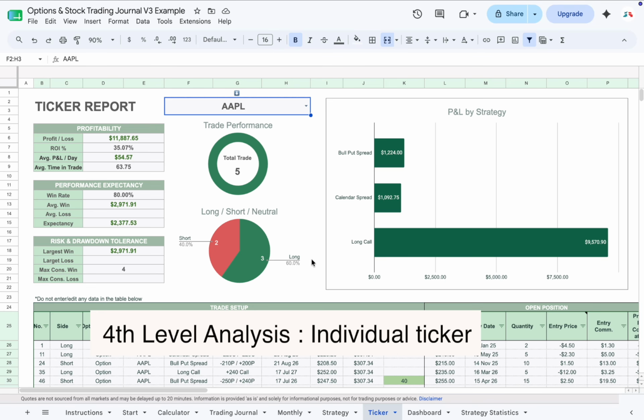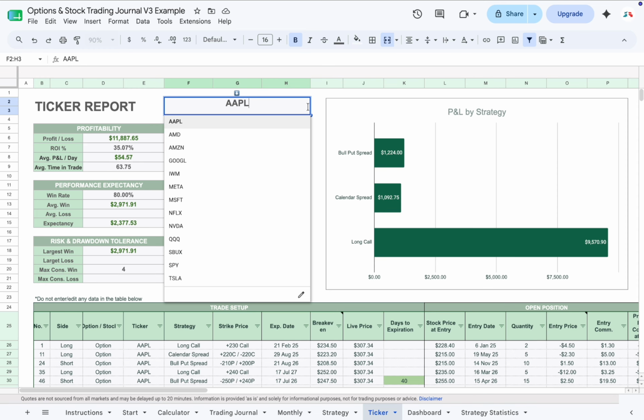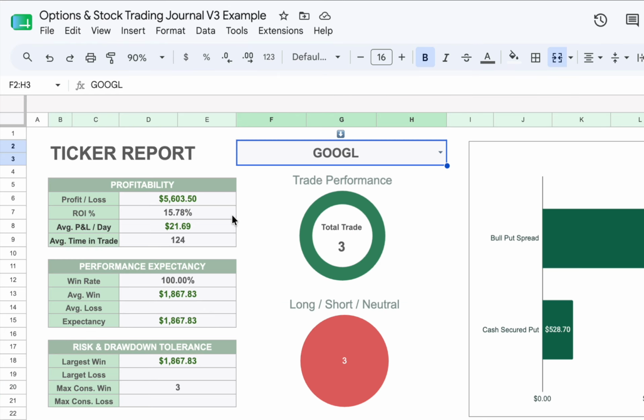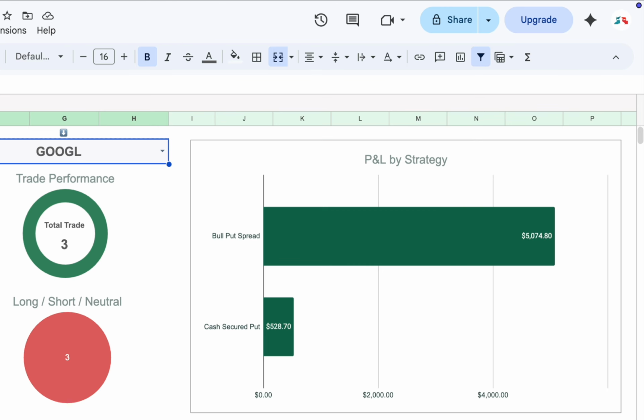The ticker report works similarly to the strategy report but focuses on individual stocks and ETFs. Select a ticker symbol from the drop-down menu to generate a detailed report. The table below displays every trade associated with that ticker. You will be able to see performance metrics such as total PNL, ROI, win rate, and average trade duration. The PNL by strategy chart shows which strategies have performed best on that particular ticker. This can help you identify whether certain strategies work better on specific stocks or ETFs.